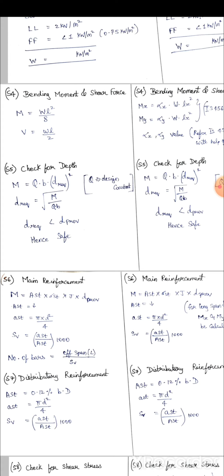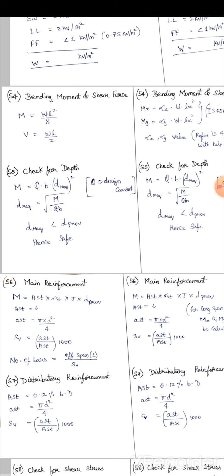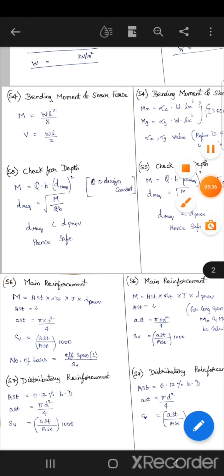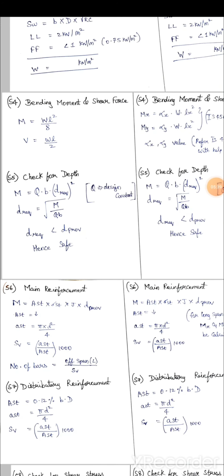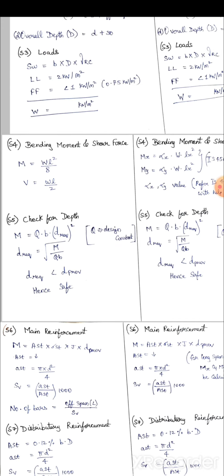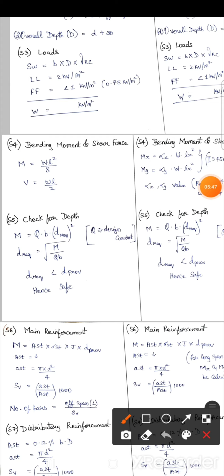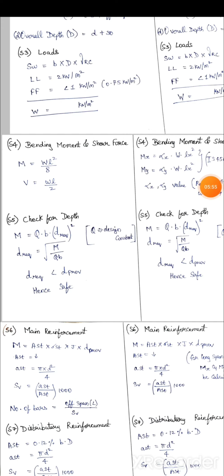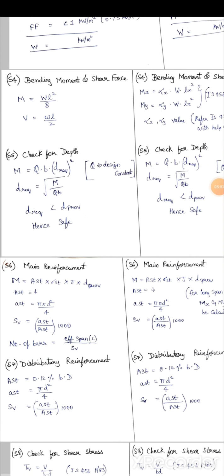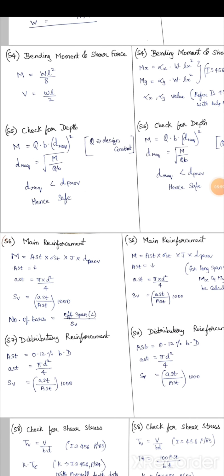Next, bending moment and shear force. In this step, bending moment for one-way slab is WL square by 8. W value we calculated in load, so that is taken as W value. L is effective span. We must calculate with this data. V is shear force. Shear force formula is WL by 2.